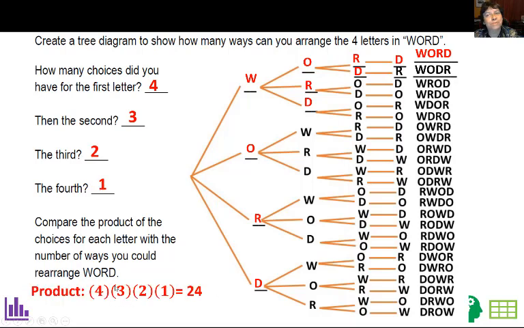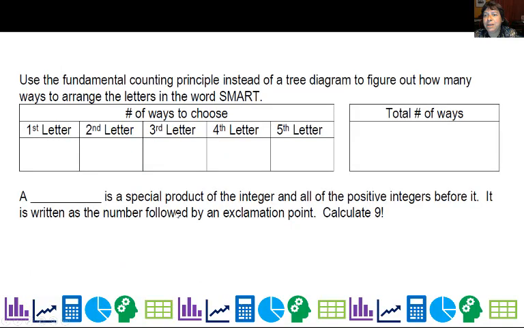By the way, that's 4 factorial. Get it? 4 exclamation mark. We'll get to that. And if I were to count all of these different ways to arrange the letters in the word WORD, there are 24 of them. So in a way, this is a shortcut. The tree diagram does show 24 ways.